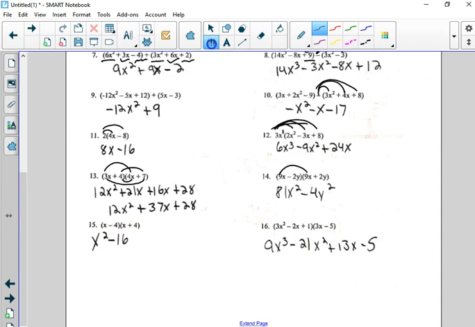It's just first times first and last times last. The O and the I cancel each other. So that's all you have to do. Same thing here. First times first, outer, last times last.